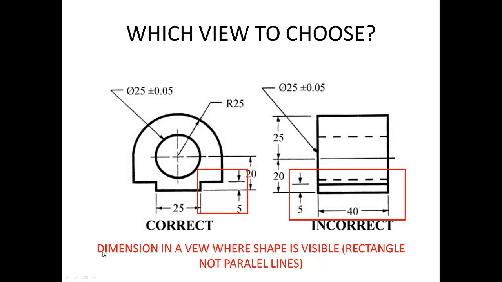So another suggestion is to dimension in a view where the shape is visible. In this case, rectangle, circle, radius. It's very obvious what kind of shapes we have here. Here it's just a bunch of parallel lines, so it's hard to figure out what is going where.